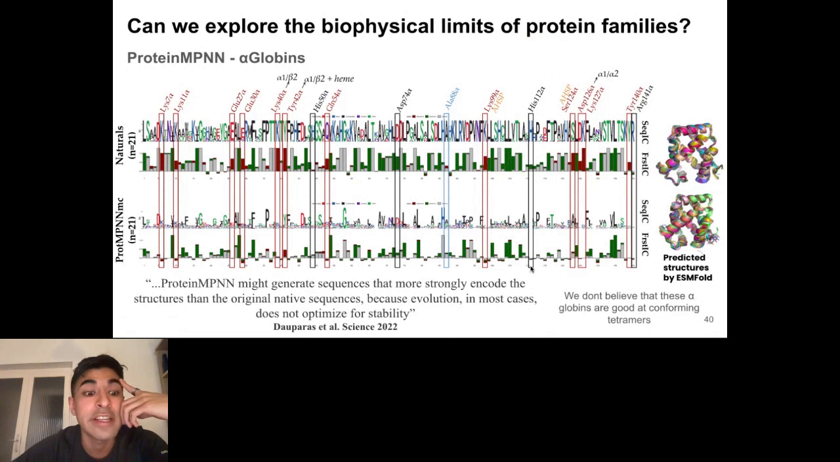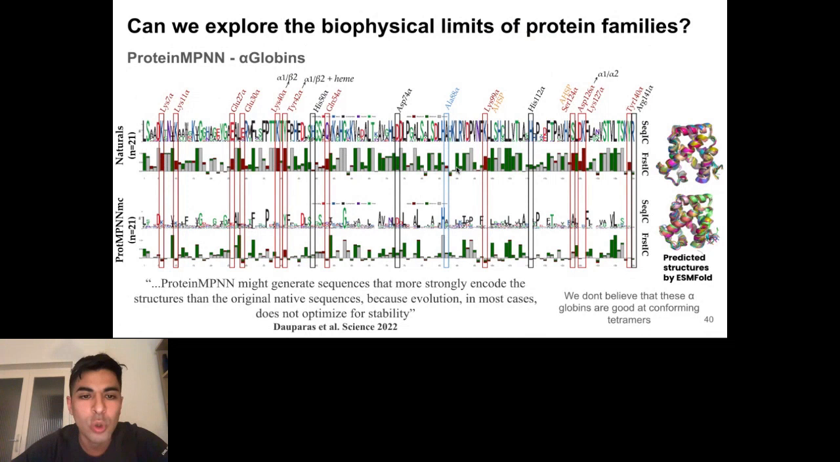And this has a reason, because the authors of this paper say that ProteinMPNN might actually generate sequences that more strongly encode the structures than the original native sequences, because evolution, in most cases, does not optimize for stability. So bingo, they said exactly the same as we were saying before, and now we are converging to a kind of understanding of what's happening. So basically, ProteinMPNN generates sequences that maximize the folding stability of the target fold, and that's why they are buffering out these positions which are functional but bad for the local structure.